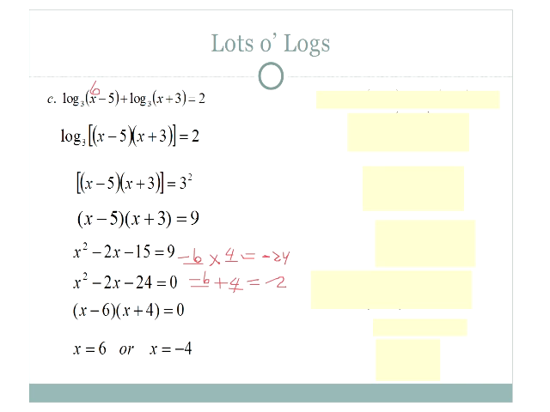And I have to check them. When I plug in 6 here and here, I have positive arguments. That one works. That's an answer. When I plug in x equals -4, I have -4 minus 5, that's -9. I can't have that. That doesn't work.